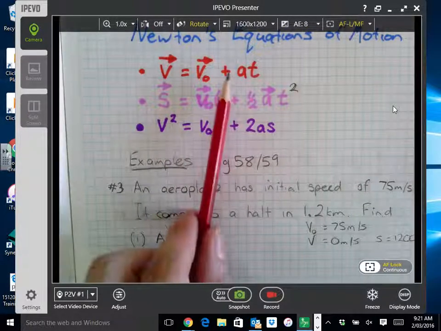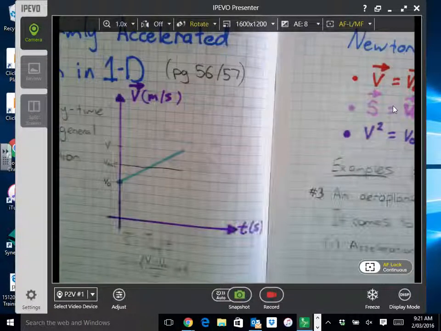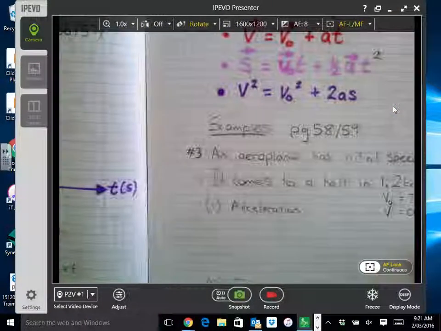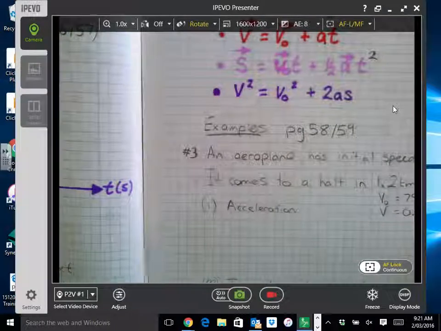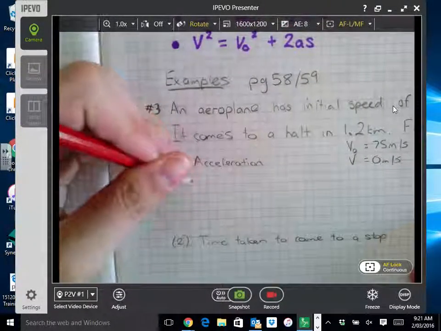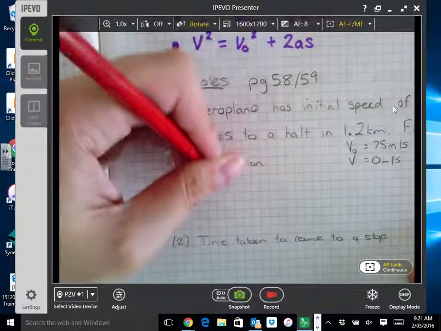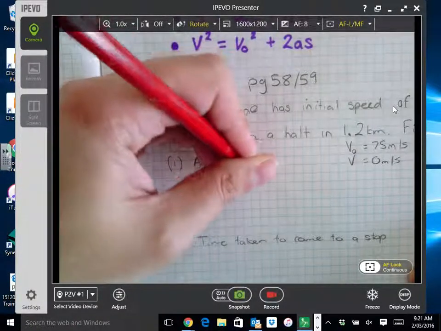Actually, sorry, no, you can't because you don't have acceleration. You actually have to go back to basics, and that's actually very hard. You could work out average speed and then do it. No, the most easy way is we're going to use the third equation. So we're going to use V squared equals V naught squared plus 2AS.